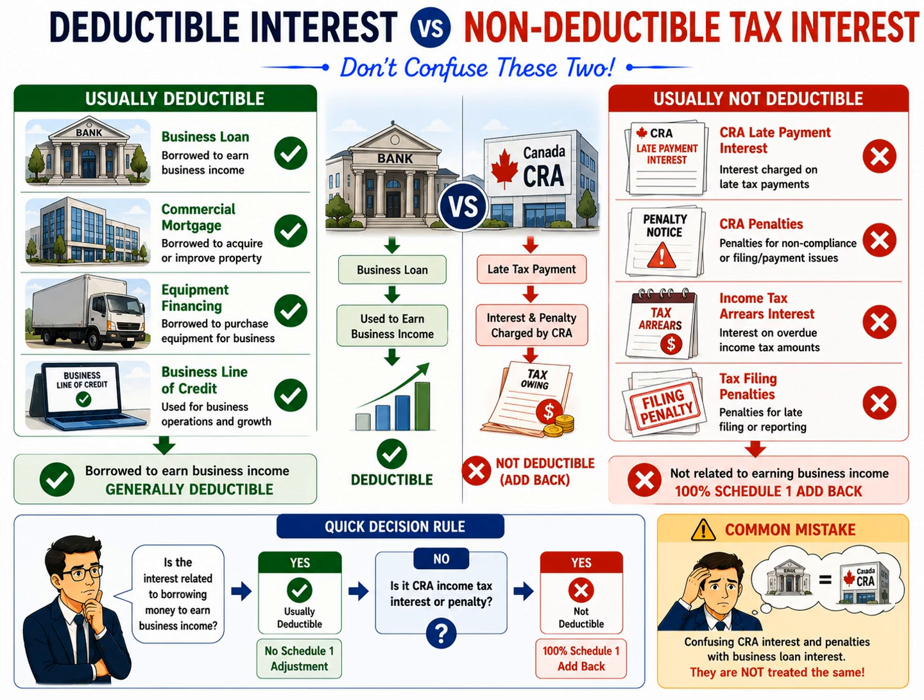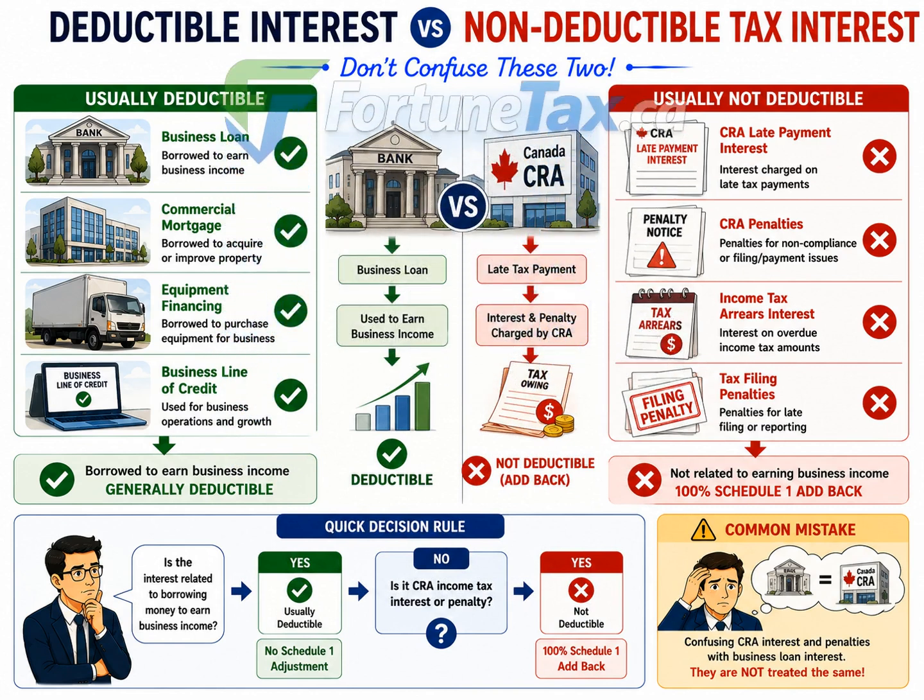Let's start with business interest. When a corporation borrows money to earn business income, the interest on that borrowing is generally deductible. Examples include interest on business loans, commercial mortgages, equipment financing, and business lines of credit. Because these funds are used to operate or grow the business, the related interest is normally allowed as a tax deduction. Now compare that with interest charged by the CRA.